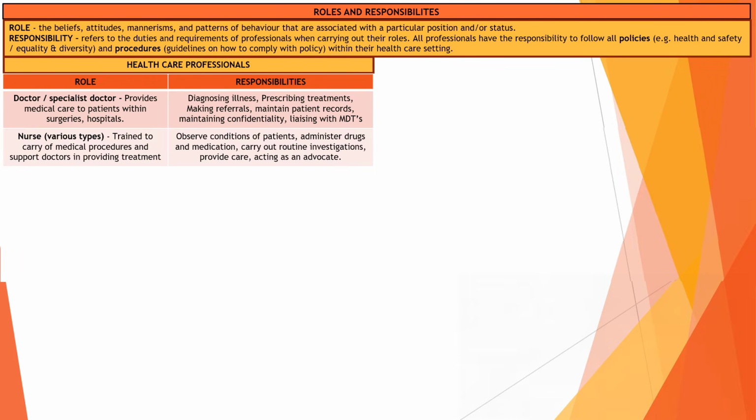Nurses, again, there are so many variations of nurses. These can be paediatric nurses, district nurses, community nurses, nurses that specialise in a particular illness or health condition. All of them are trained to carry out medical procedures, support doctors and provide treatment to patients. The responsibilities of a nurse would be to observe the patient, administer drugs and medication, carry out investigations, provide care, and act as an advocate.